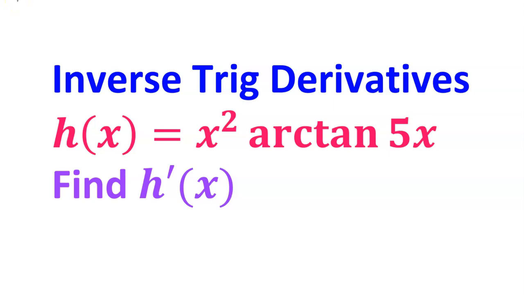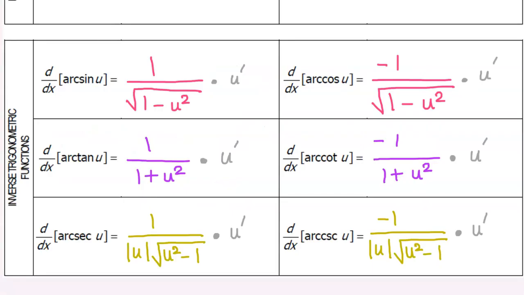In this video, we will practice finding the derivative of expressions involving inverse trig functions. Make sure you have memorized the derivatives of arcsine, arctangent, and arcsecant. The derivatives of arccosine, arccotangent, and arccosecant are the exact same things except with a -1 instead of a +1.